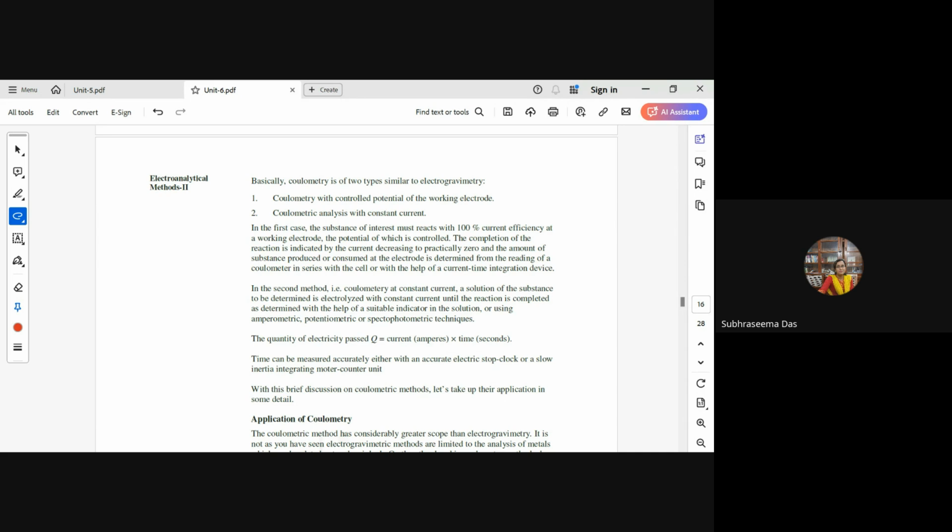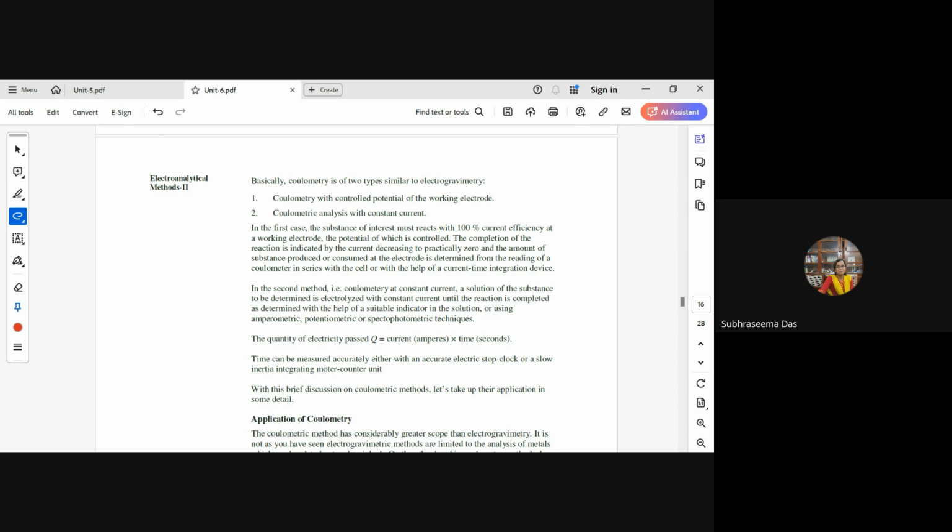The completion of the reaction is indicated when the current decreases, practically coming down to zero, and the amount of the substance that is either produced or consumed at the electrode is determined from the reading of the coulometer in series. In the second method, that is when coulometry is performed at constant current, a solution of the substance is to be determined.